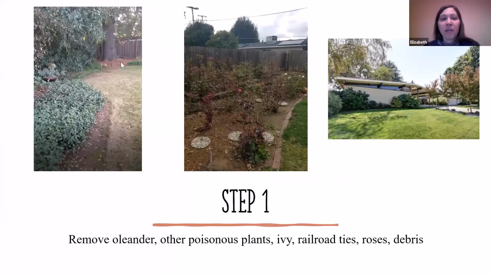So step one for me was to remove all the poisonous stuff, like the oleander, which you can see here. It was all along the back fence. The 45 plus rose bushes, I dug out by hand, and it took me at least a year to get all of them out from across the whole property. There was also some debris, and a big patch of ivy to the right of the driveway over here that likewise took at least a year to get completely out.